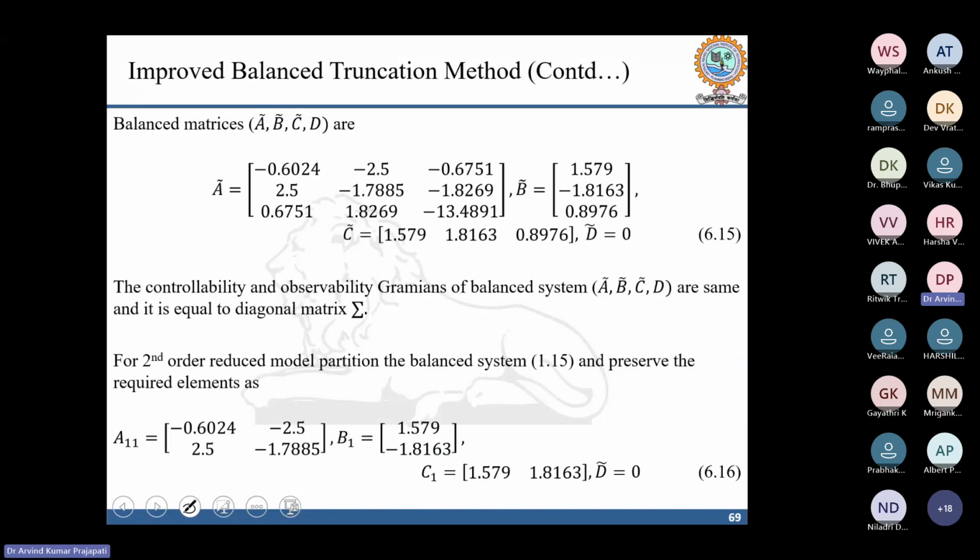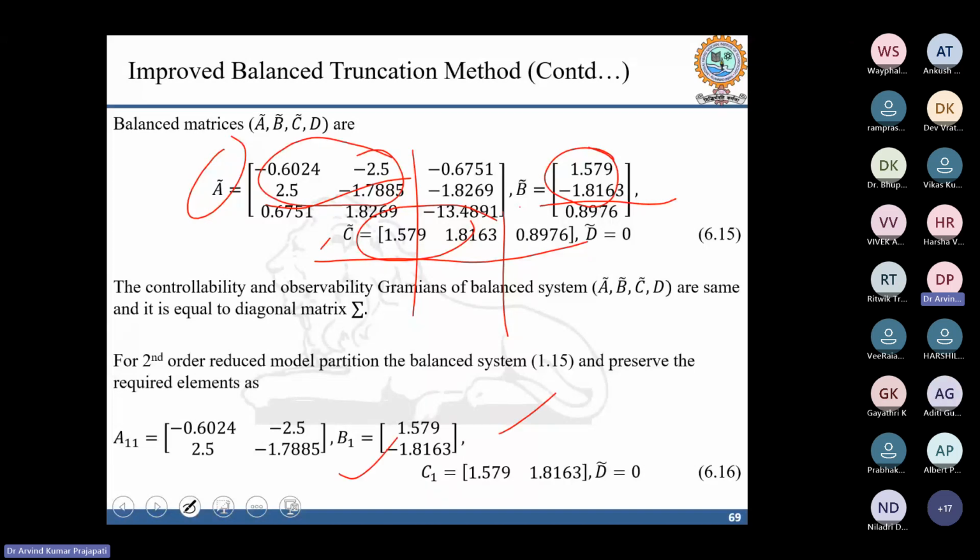So this is the balanced system, and now we can partition these matrices so that we can get the desired reduced model. So these are the partitions, and by using these we can get the reduced order model by using balanced truncation. So this is the reduced order model which is obtained by the balanced truncation method.